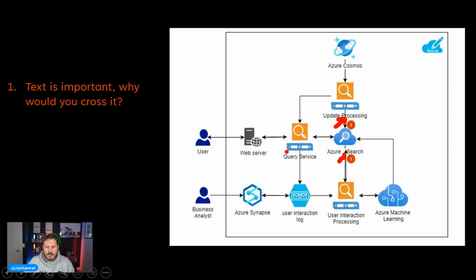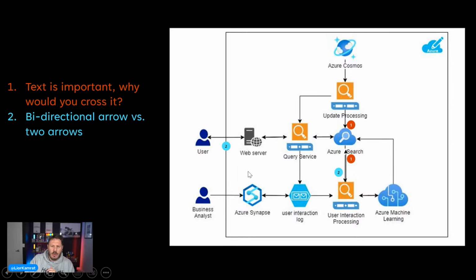So that's point number one. Bidirectional arrows versus two arrows. This is something that is important to cover because you need to decide when you want to use a bidirectional arrow like you have here. So that's a bidirectional arrow, but when to use two arrows and how to use them correctly. So if you have here, you see that Azure search object or icon that you have here, and you also have this search right here. You can see that you have two arrows. If you look closely, you can see that you have two arrows.